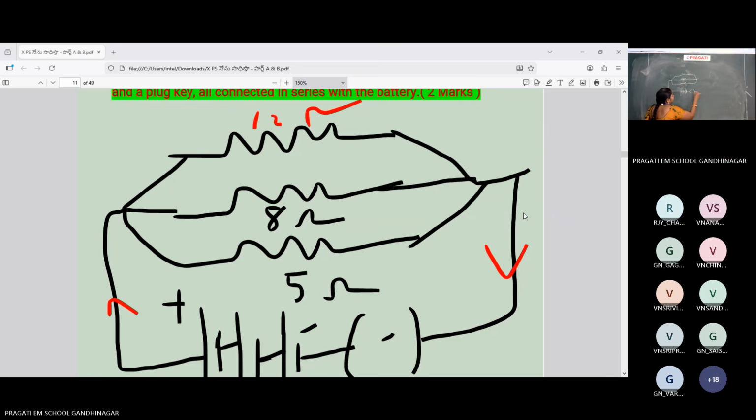Next, a key. See here, 12 ohm. Next, 8 ohm. Next, 5 ohms. This is positive terminal, negative, positive, negative, positive, negative. And this is the plug key.